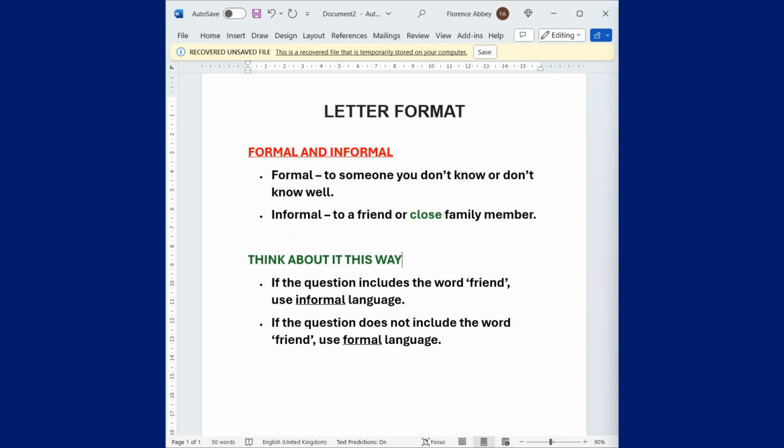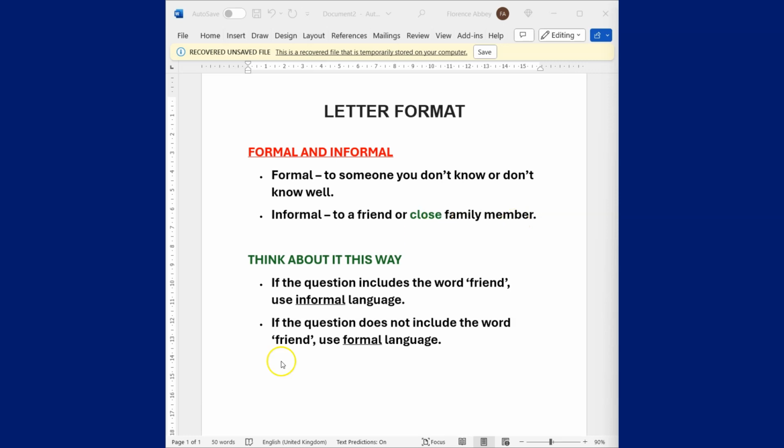Okay, so for you not to forget about this, think about it this way. If you get a question and it includes the word friend, that you are writing to a friend, then you should use an informal language. But if the question does not include the word friend, then you should use a formal language. I believe this is very clear for you to understand. So as stated, if you are writing to a family member, that should also be treated as an informal letter, and you should write it in an informal tone.